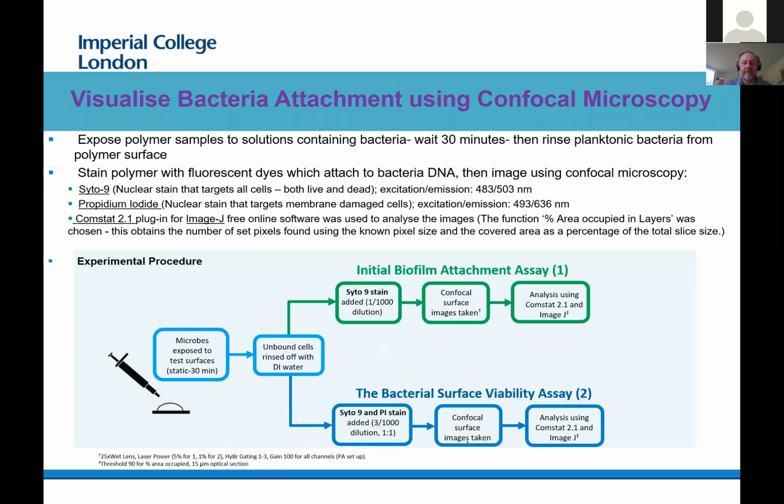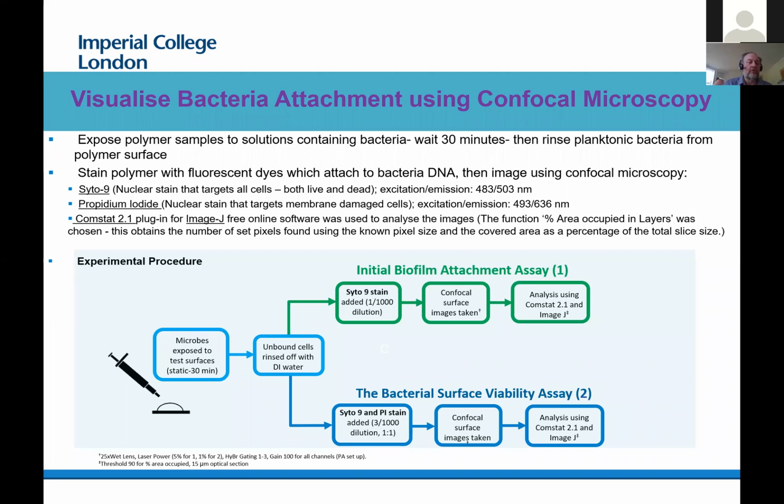We're going to rinse off any bacteria that are not attached, and then we're going to stain them with some fluorescent dyes. And these dyes will basically attach to the DNA. And then we're going to image the surfaces using a special microscopic technique called confocal microscopy. We're going to use two different dyes, one called SYTO 9. This stains the cells. If they're dead or alive, the SYTO 9 will see them.